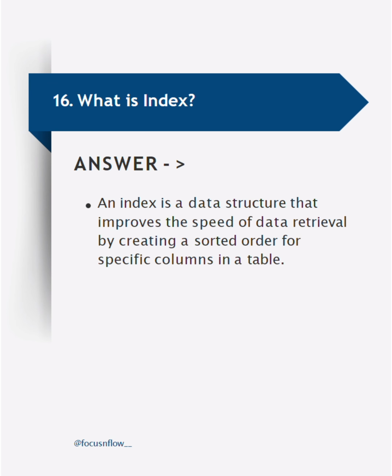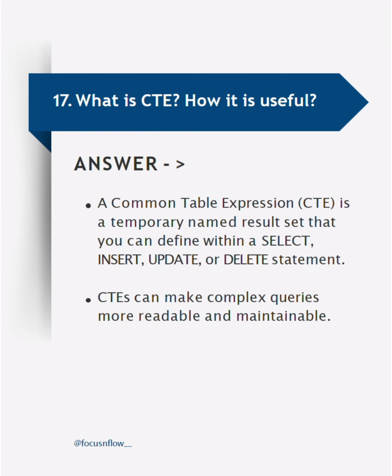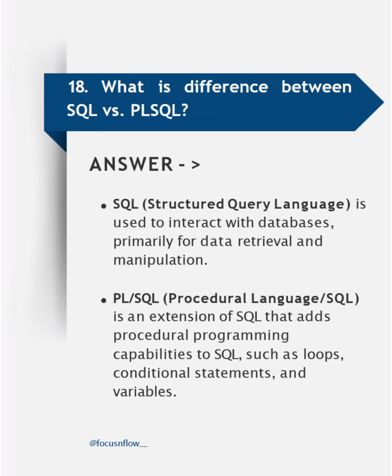Next, what is an index? An index improves data retrieval speed. It creates a sorted structure for faster searching. However, it takes extra storage and it can slow down insert and update operations. Question 17. What is CTE? How is it useful? CTE stands for Common Table Expression. It is a temporary result set defined using the with clause. It makes complex queries easier to read and maintain.